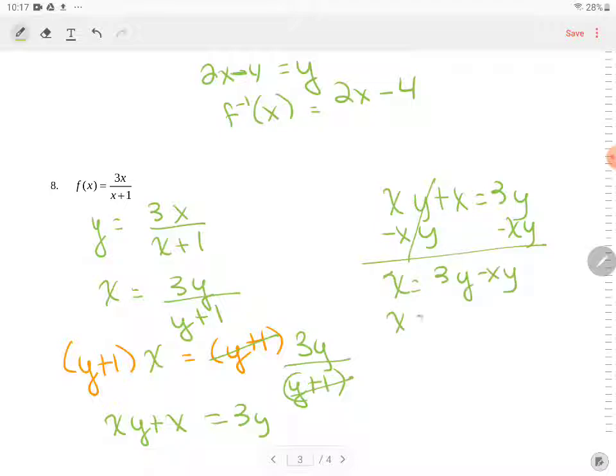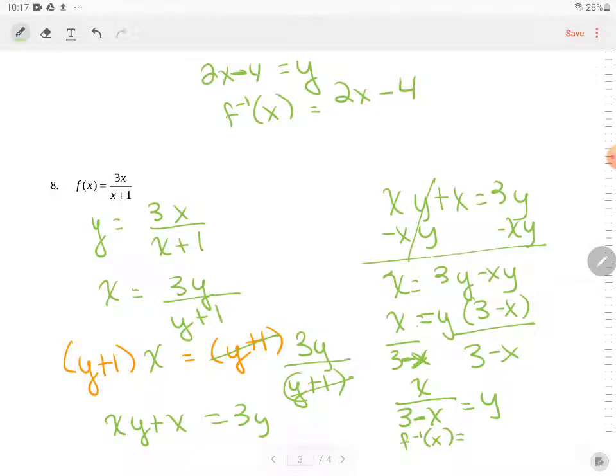We will factor out a y. And we're going to divide by 3 minus x. So x divided by 3 minus x is equal to y. And again, written in the correct notation, f inverse of x is equal to x divided by 3 minus x. And there is no shortcut here.